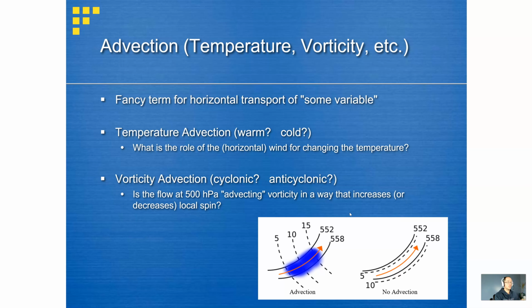Considering vorticity advection, we're going to look at vorticity advection and the idea of being cyclonic or anticyclonic. You'll oftentimes see these abbreviated as CVA and AVA respectively. And so here again, we're going to focus, at least for the purposes of MET 130, on 500 millibar vorticity and vorticity advection. Is the flow at 500 millibars, which is going to be either some form of geostrophic or gradient balance because we're above the frictional air, advecting vorticity in a way that increases or decreases the local spin?